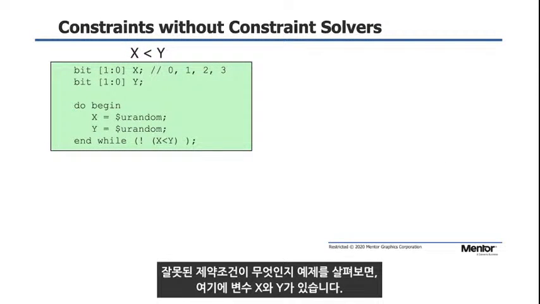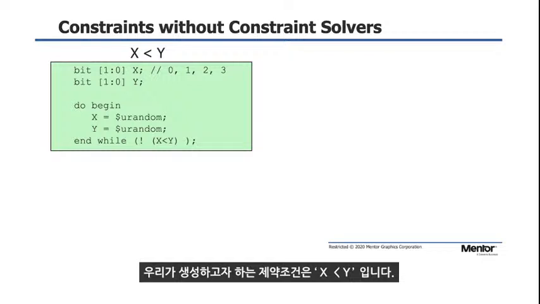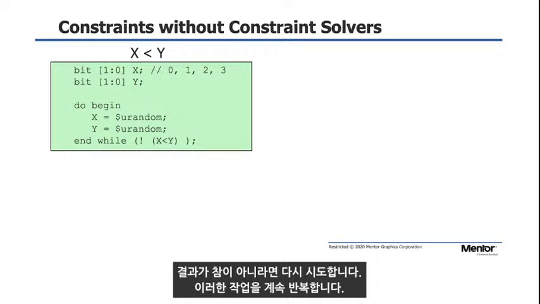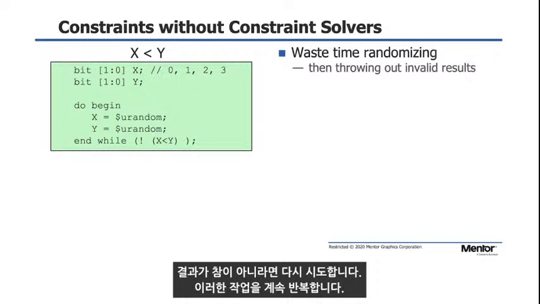So if we look at a raw example of what a constraint is, here we have two variables, x and y, and the constraint we want to generate to is x less than y. So the brute force way of doing this is randomizing x, then randomizing y, and then seeing if x is less than y. And if it's not true, we'll try it again. And we'll just keep doing this over and over again.